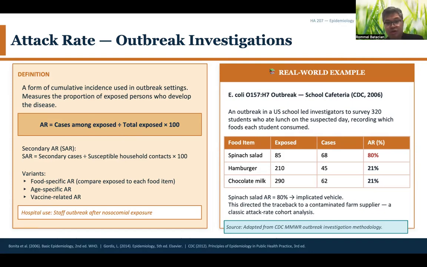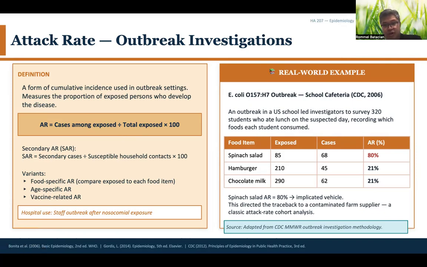So they investigated the food items and then those who were exposed as compared to those who ate the spinach salad, sorry, hamburger and the chocolate milk. And then they determined who among the cases ate these particular items. And you would see here that 80% of those who ate spinach salad develop acute gastroenteritis secondary to an E. coli strain.